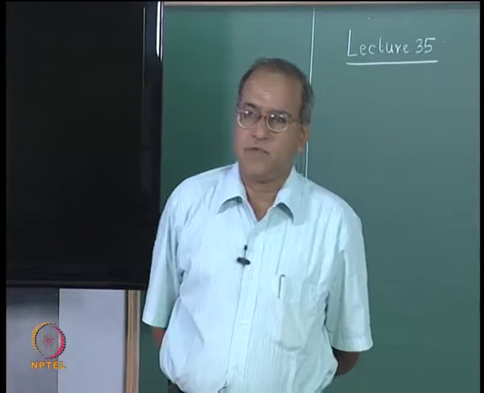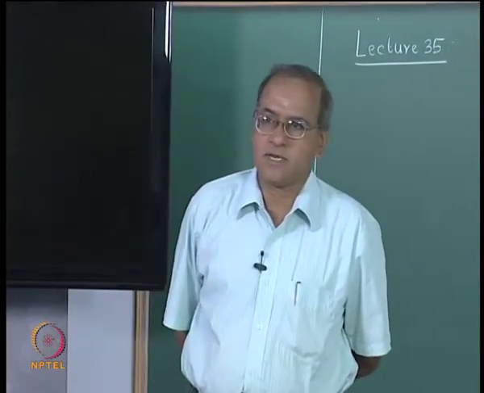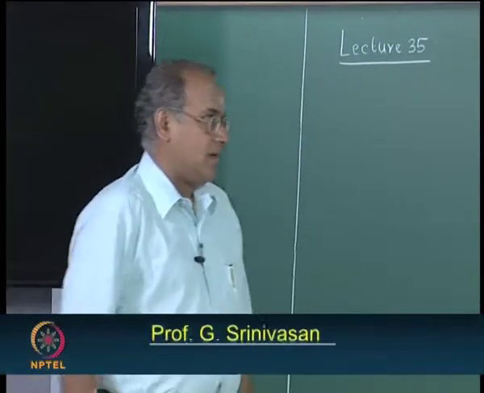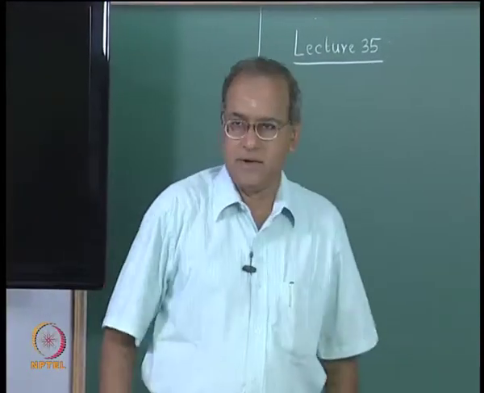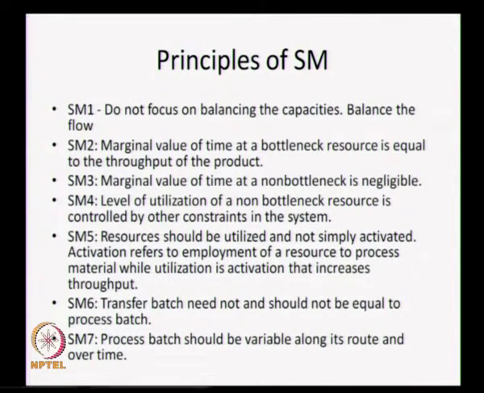In this lecture we study the principles of synchronous manufacturing. We have introduced the principles in the previous lecture. There are 7 important principles and these principles are shown in the slide. The first principle talks about balancing the flow and not balancing the capacity, which means that every machine will produce the same quantity, which will be equal to that produced by the bottleneck machine.